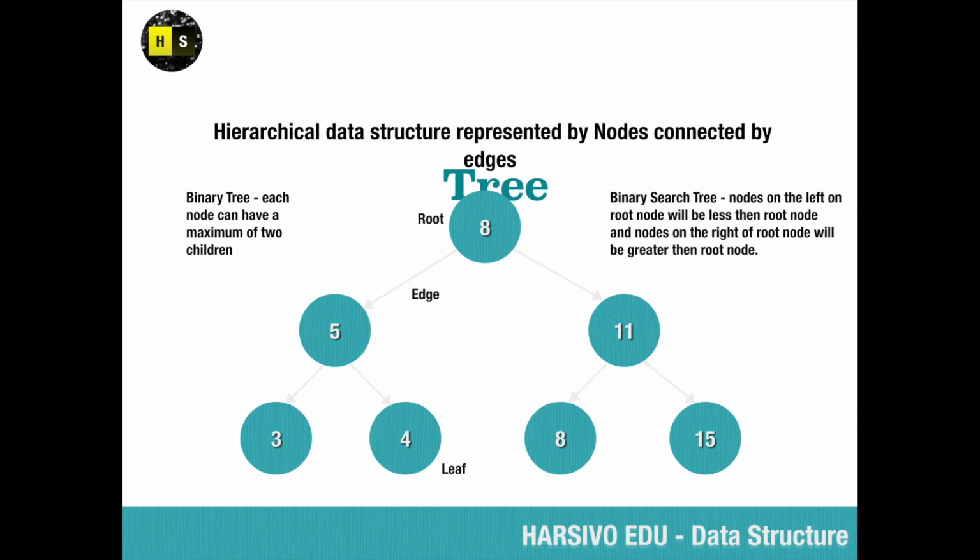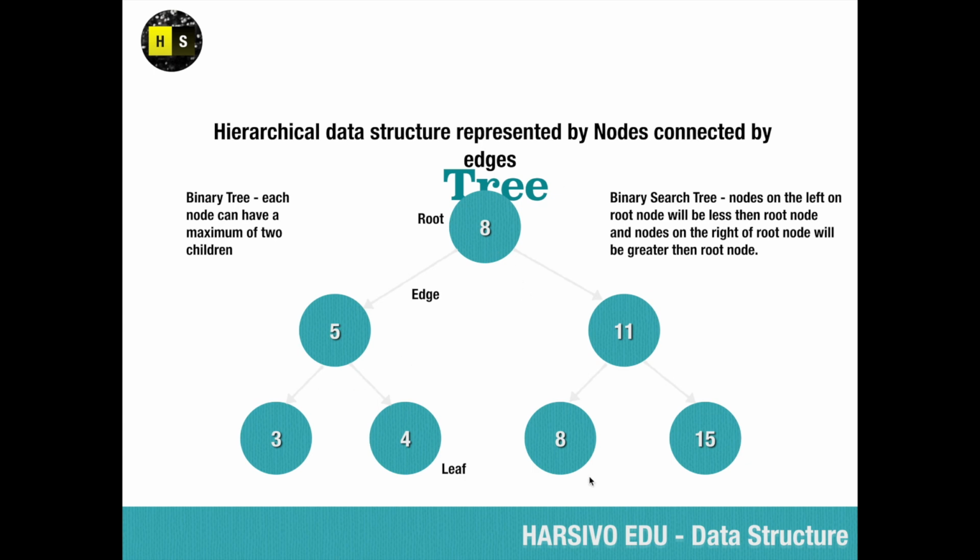Then binary search tree. We will be talking about binary search tree. What it means is that the left of each node will be smaller than the root node, and the right of each node would be greater than the root node. So over here, 5 is smaller than 8 and 11 is greater than 8. And then if we go for this node, 3 is smaller than 5 and 4 is also smaller than 5. So this tree is not a binary search tree.